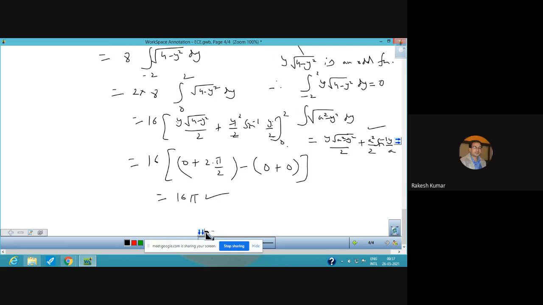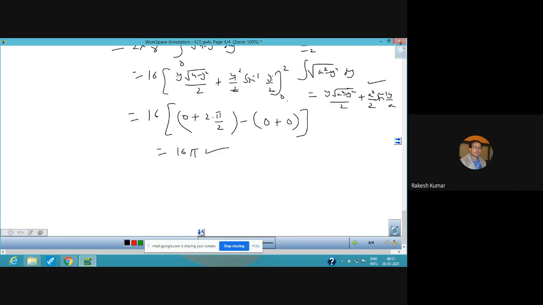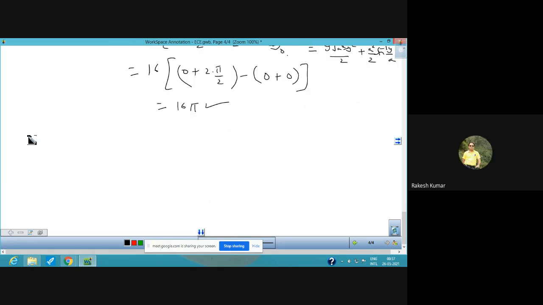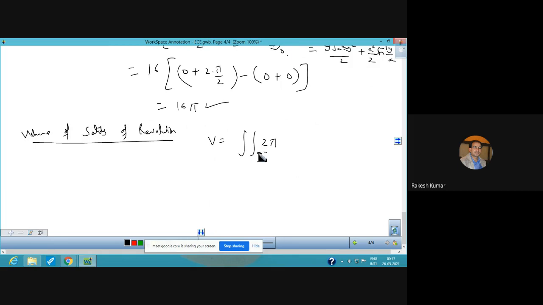Now this example is for volumes of solids of a revolution. Write down, this is for volume of solids of a revolution. This is important to discuss. So volumes of solids of a revolution in Cartesian form, your formula for the volume is a double integral. This is also to be computed by a double integration 2 pi y dx dy.